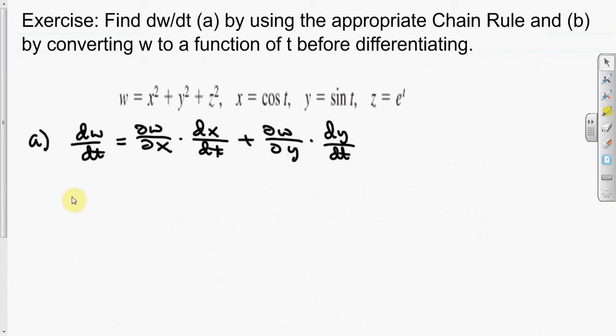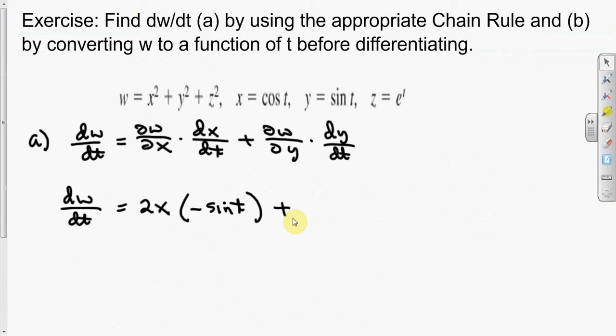Okay, so we have dw over dt. Take the partial of w with respect to x. That's just 2x, right? And then now the derivative of x with respect to t, that becomes negative sine t.